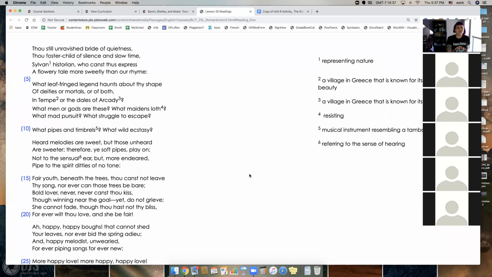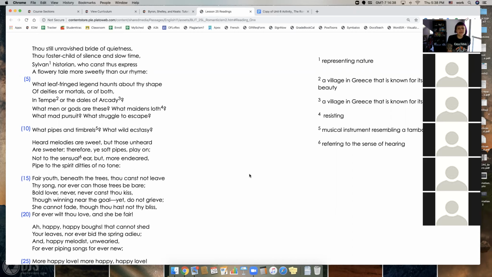Thou still unravished bride of quietness, thou foster child of silence and slow time, sylvan historian, who canst thus express a flowery tale more sweetly than our rhyme, what leaf-fringed legend haunts about thy shape of deities or mortals, or of both, in Tempe or the dales of Arcady? What men or gods are these? What maidens loth? What mad pursuit?